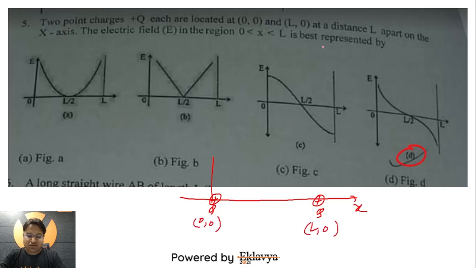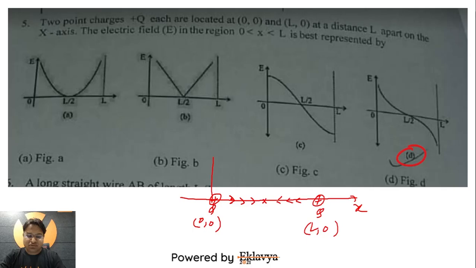Now the electric field strength in this region is depicted by... So one thing is that a null point will be present midway between the two charges, so the electric field at this point should be 0, which has been depicted in all 4 graphs. So on the basis of this, we cannot reject any of the options. But in this region, the electric field of this charge will dominate, so the direction of electric field should be like this, and after this the direction of electric field will be like this, because the other charge will dominate now.